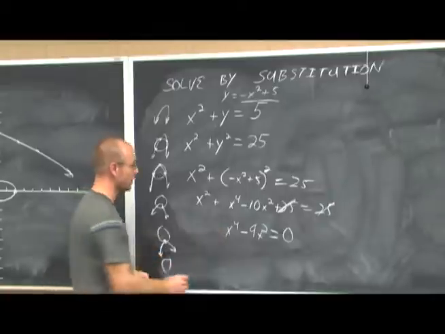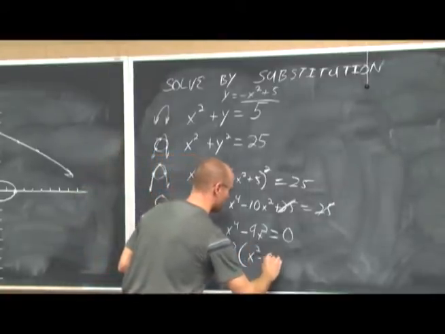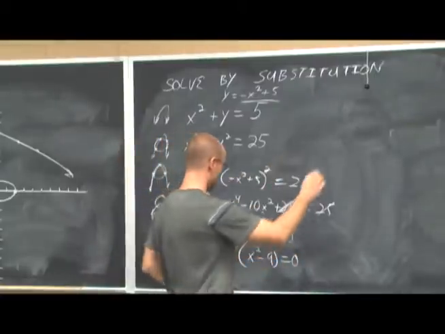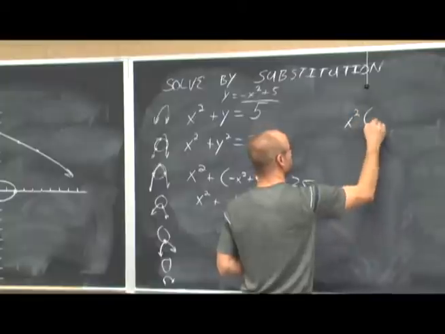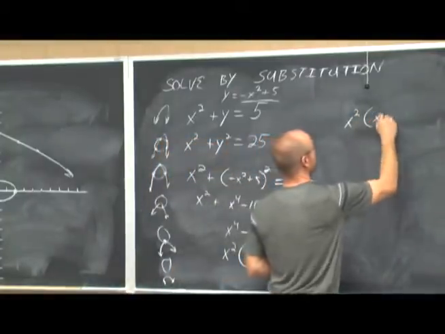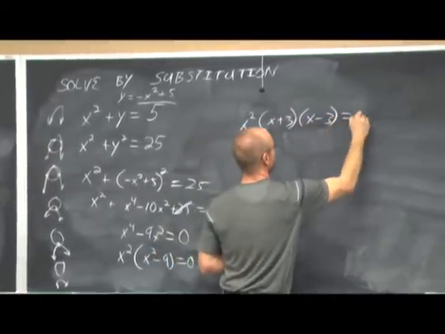Now I can factor out an x squared. And that leaves me with x squared minus 9. And I could factor it a little further. I'm going to go over here and say, OK, x squared minus 9 is the difference of squares. So it's x plus 3 and x minus 3 equals 0.